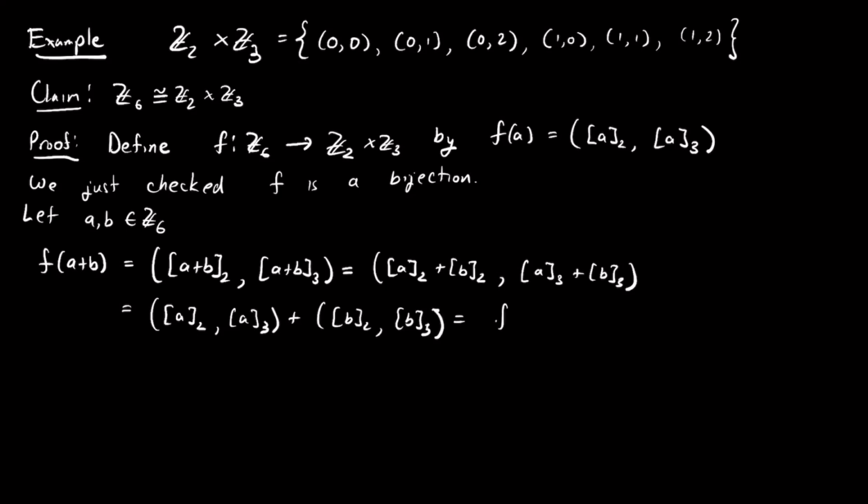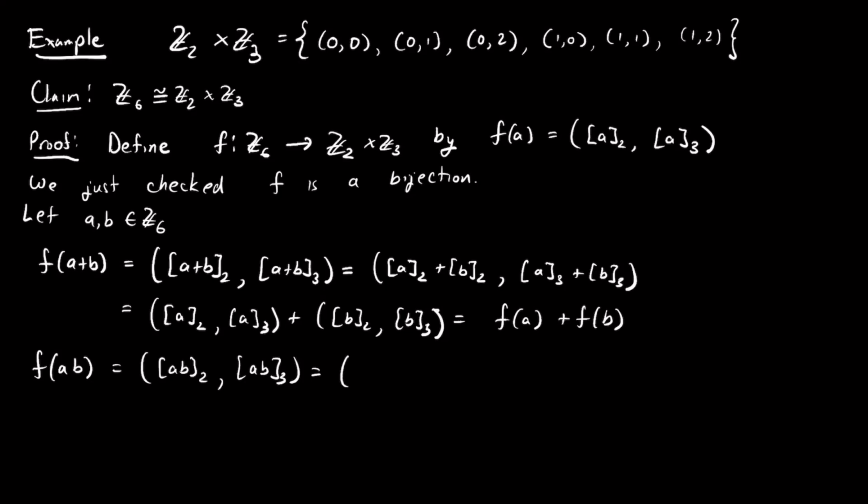But what is this? This is nothing more than f of a plus f of b. Okay, so we've shown that f of a plus b is f of a plus f of b. And now let's check multiplication. So if I look at f of a times b, this is going to be the equivalence class mod 2 of ab and the equivalence class mod 3 of ab.